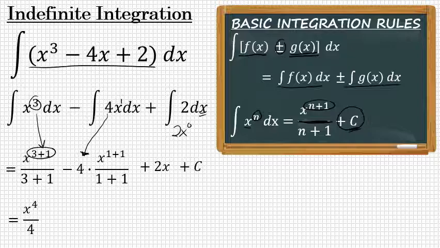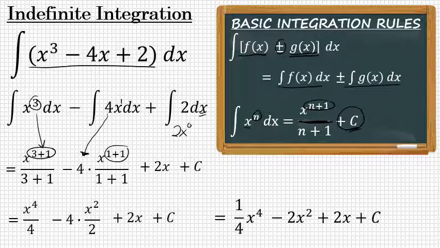3 plus 1, the power on x in the first term is 4, over 4. The second term, 1 plus 1 is 2, and that will be the power on x and the denominator of that fraction. The last two terms are already simplified.